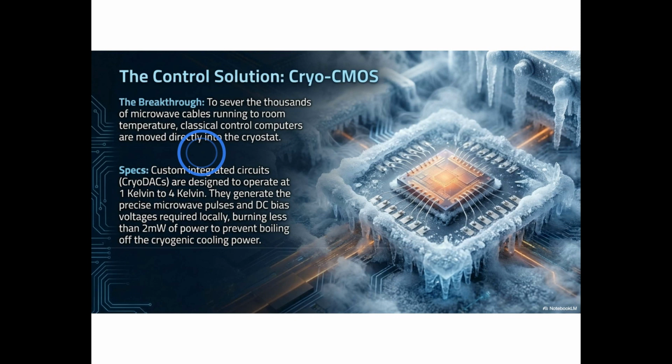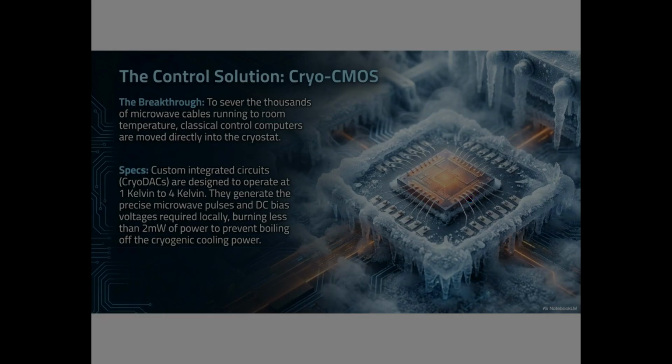The specs define the engineering challenge. These custom integrated circuits, called cryo-DACs, must operate correctly at cryogenic temperatures, where standard CMOS transistors behave differently than at room temperature. They generate all the required microwave pulses and DC bias voltages locally, distributing them to the qubit chip through short local interconnects. The defining constraint is power.